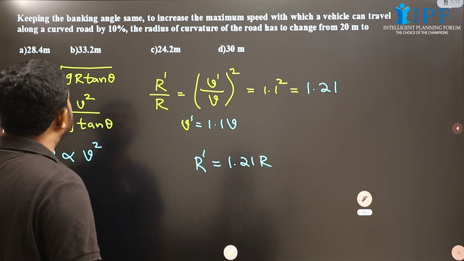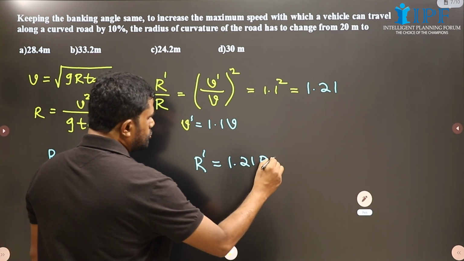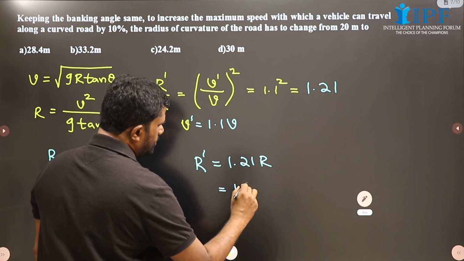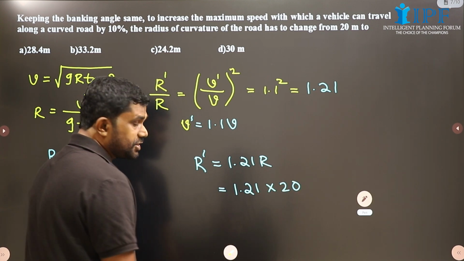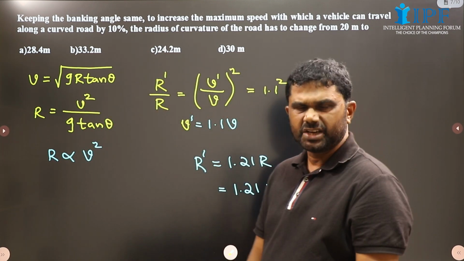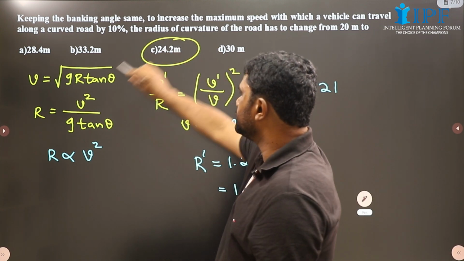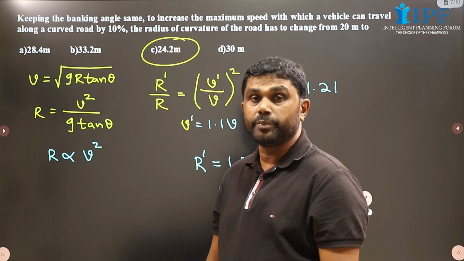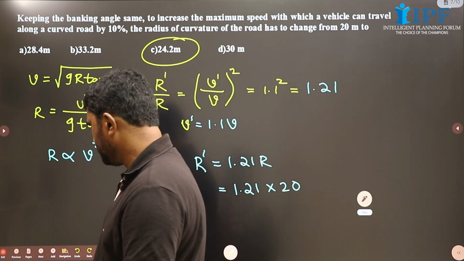That r is given as 20 meter. So when you put r equal to 20 here, this will be 1.21 into 20, or let us say 12.1 into 2. 12.1 into 2 means 24.2. So the final radius is 24.2 meter. Okay. Now let's see what we have next.